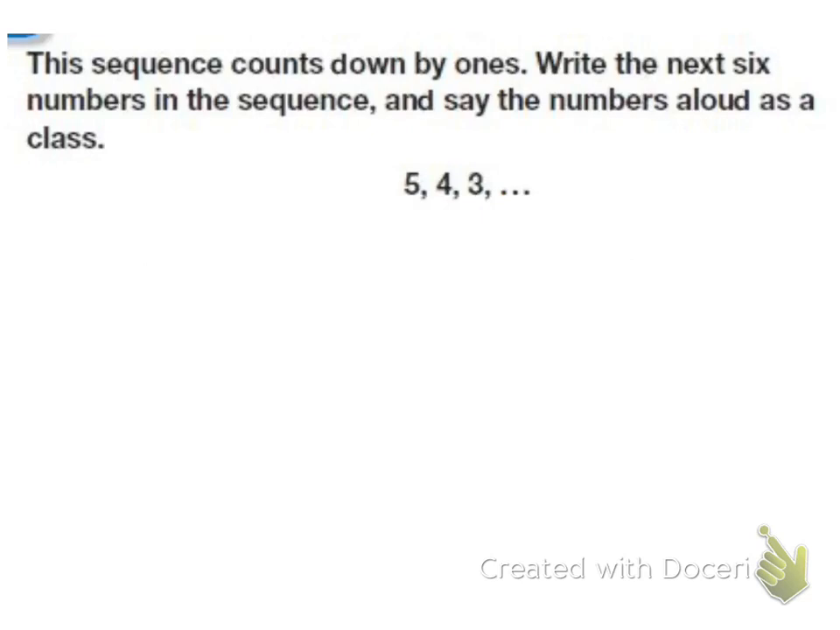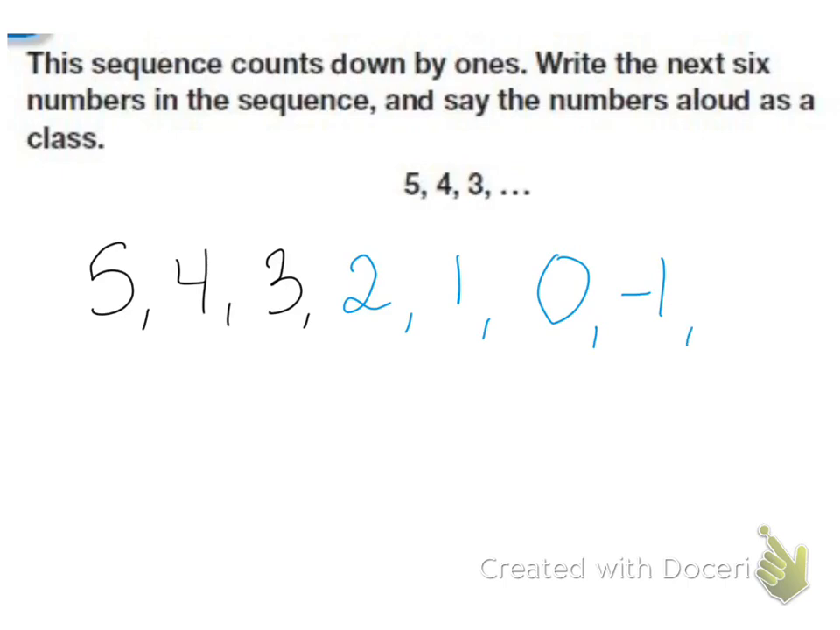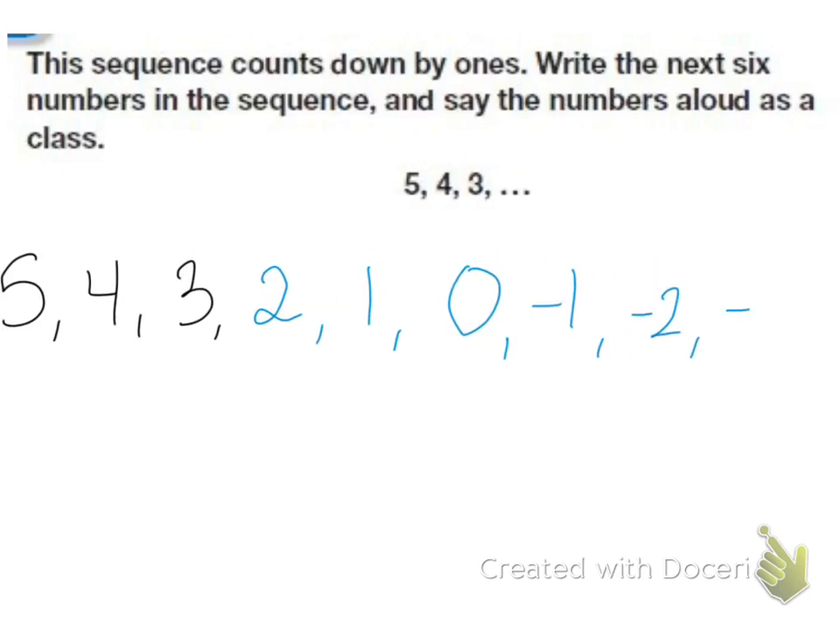So this sequence counts down by ones. Write the next 6 numbers in the sequence and say the numbers aloud as a class. So we go 5, 4, 3, and our next numbers would be 2, 1, 0, and then we go to the negatives. So we go -1, -2, -3. That would be my next 6 numbers. Notice that as a number gets farther away from 0 in the negatives, the number gets smaller.